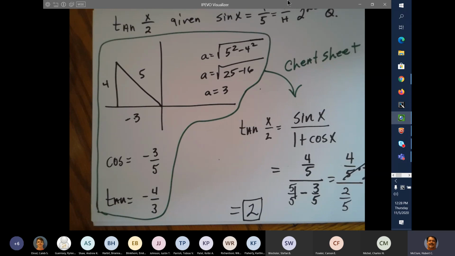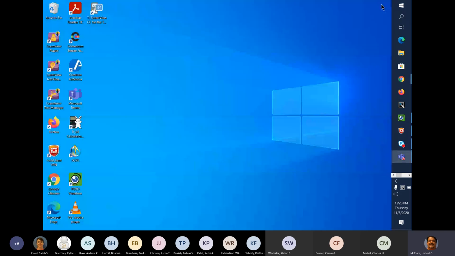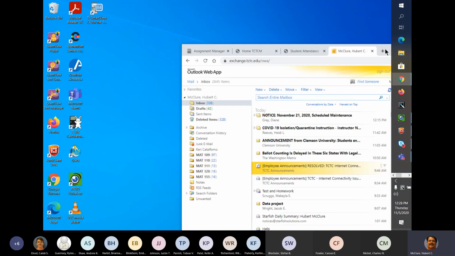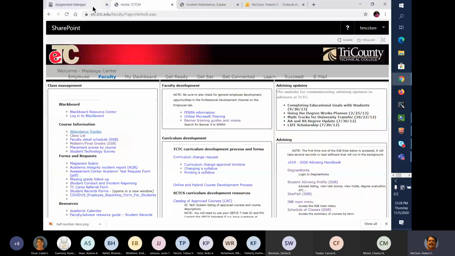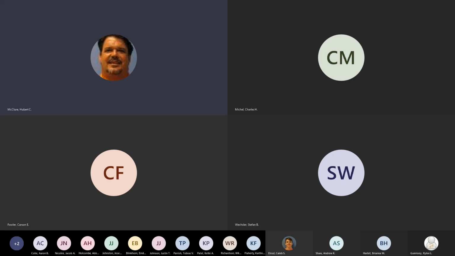Let me check the attendance right quick. And like I say, hold on a minute, I've got everything scattered all over the place. Sometimes having 3 monitors is not a good thing. Some of y'all might have 2 or 3 monitors, and sometimes it's a pain. Attendance tracker. You turn this off and turn the recorder off.